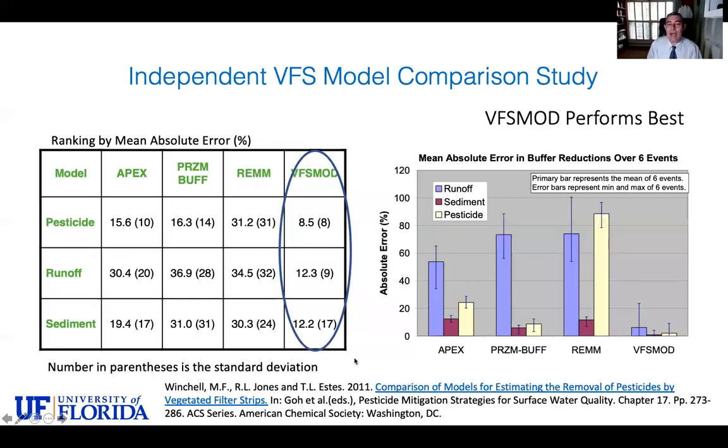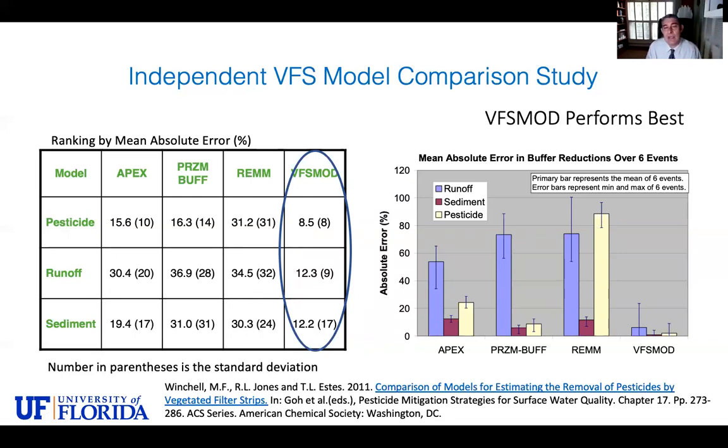And then they ran the models and brought back the results, and then they calculated for each one of the pesticide, runoff, and sediment, the mean absolute error, or if you want, how far the model deviates from the true value. And you can see that VFSMOD came up very nice on this comparison because it had a much lower, only 8.5% error, which is surprising. I was not related to this exercise.